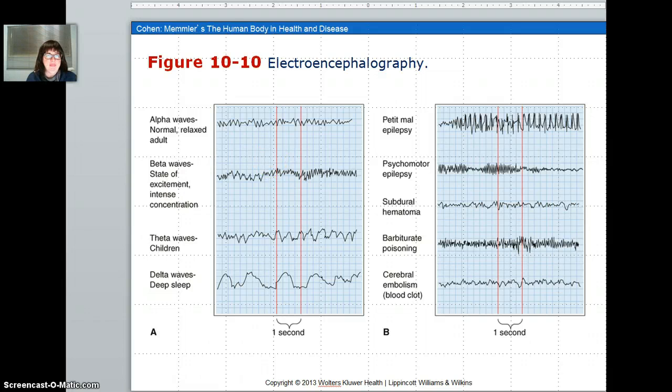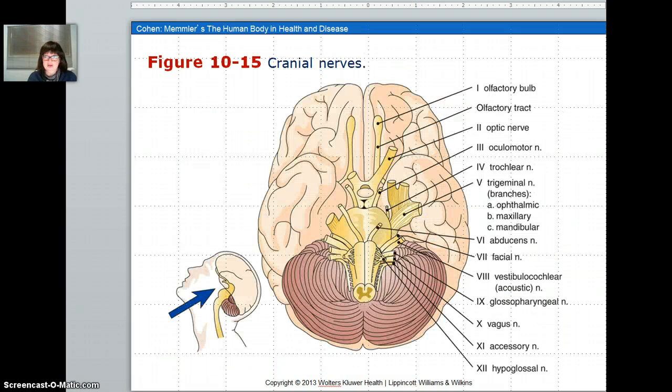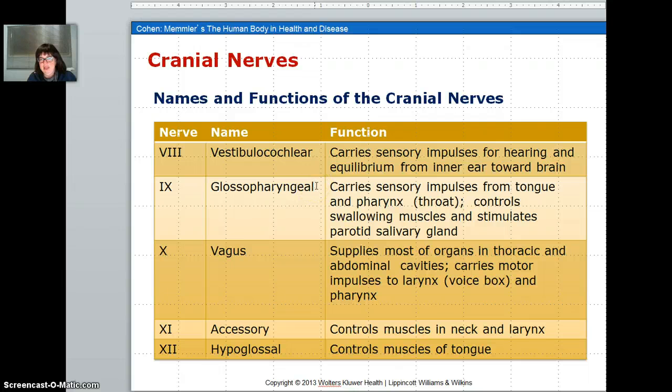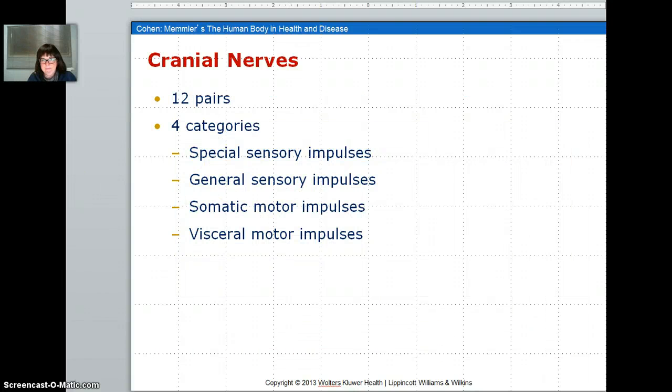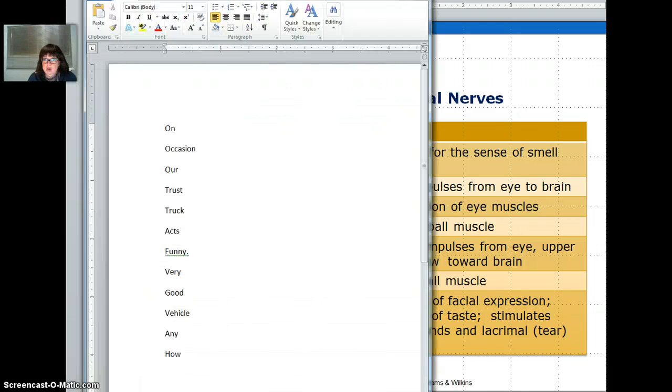Now, the brain has 12 cranial nerves coming off it. Cranial meaning brain, the cranial nerves come off of it. They have 12 of them, and each of them has a specific name and function. So if you look at the table in your book, it talks about each one. There are 12 of them. Some are sensory, some are motor. So these are the order. You do need to know the order of them.